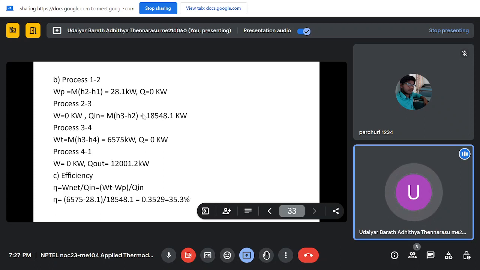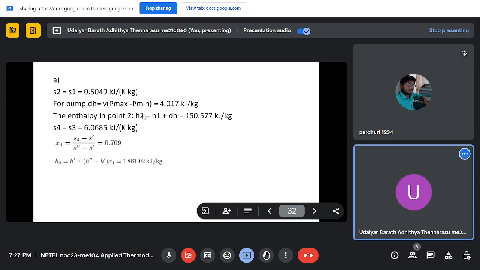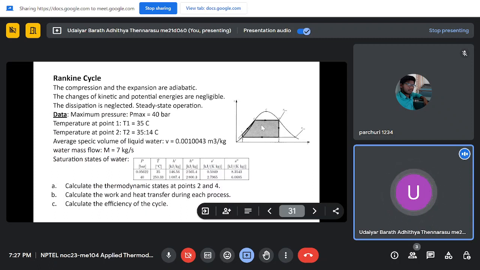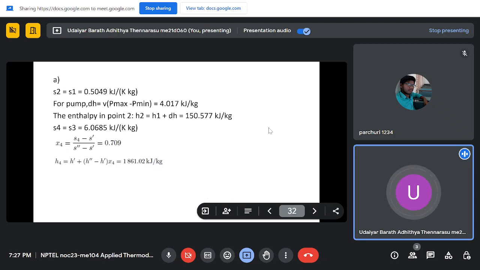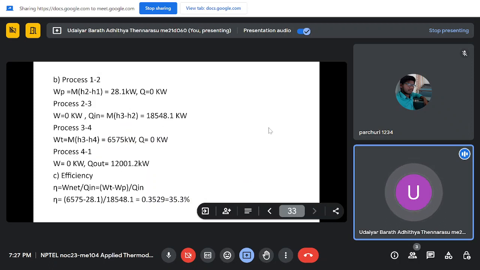So this is the efficiency of the ideal Rankine cycle operating between 250 degrees Celsius and 35 degrees Celsius. The Carnot efficiency will be larger, similar to what we saw in the previous problem. There too we got 30% efficiency. Here we are getting 35.3% efficiency.